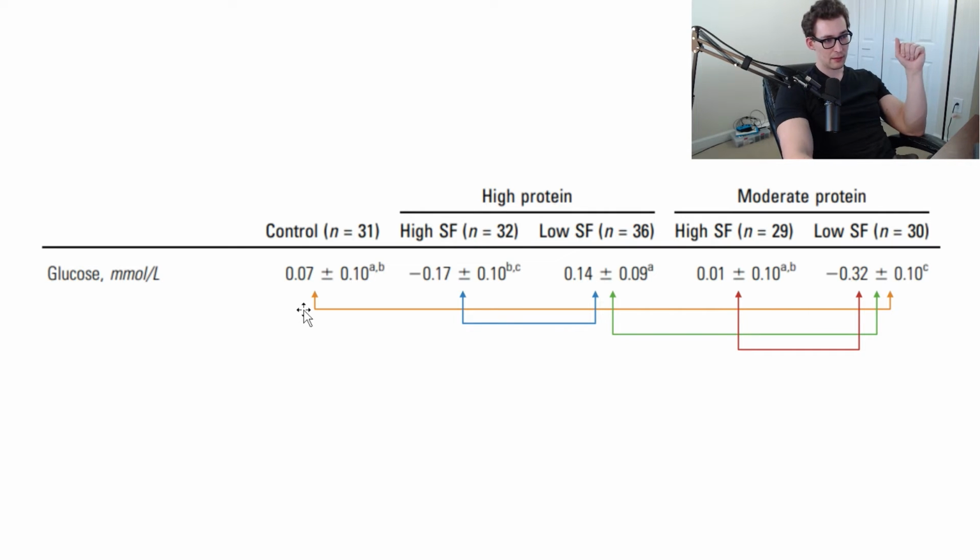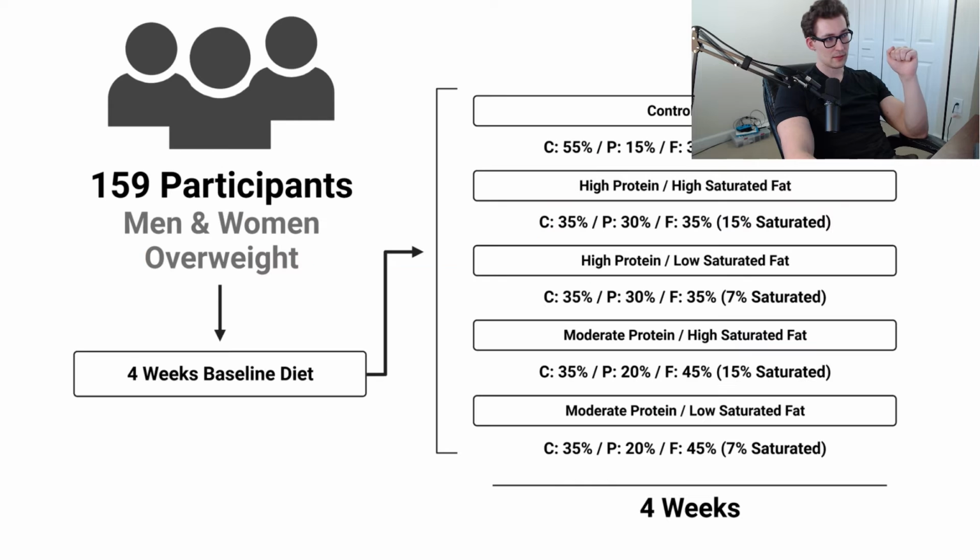We read this in that what they've done is they've taken the first measurement. Let's go back here. They took a measurement at the end of the baseline diet. And then they took another measurement at the end of the 4 weeks of each one of these diets, right? And then they compare the difference between those.